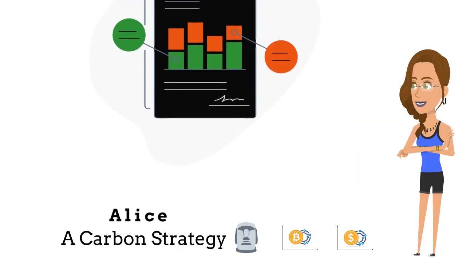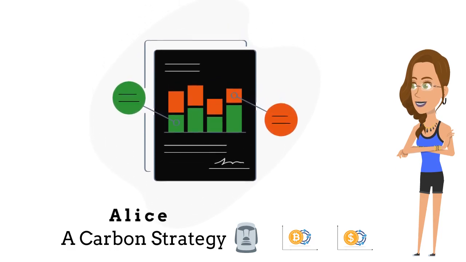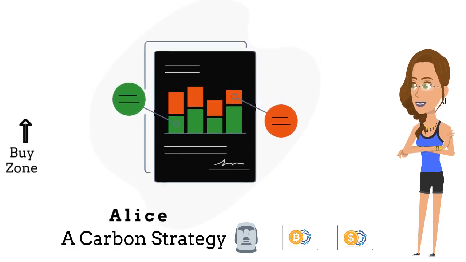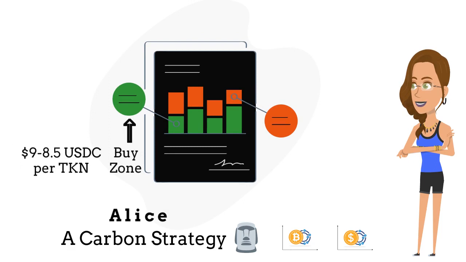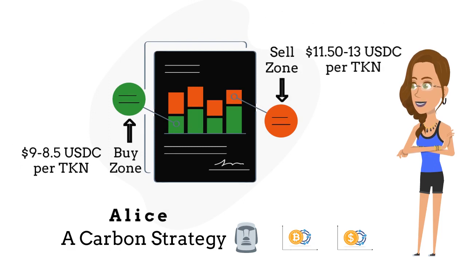Alice creates a trading strategy on carbon. She chooses to set the parameters for her buy order at $9 to $8.50 per TKN. For her sell order, Alice sets her parameters at $11.50 to $13 per TKN.